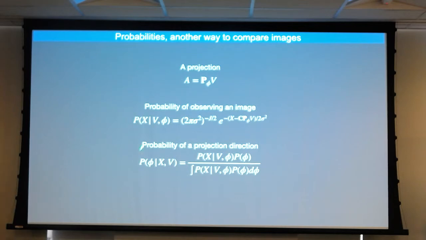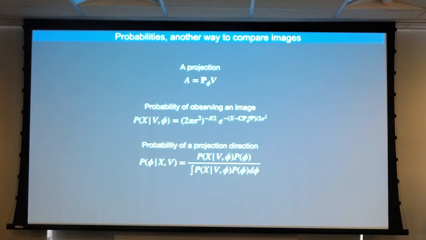More probabilities. So now I'm going to use this notation where P sub phi means taking a projection of a particular volume in a certain projection direction phi, and that gives me my true object. The probability of observing an image x, given the volume and the projection angle phi, is just the same thing that we just saw. So it's x minus the true motif, which is CPV.